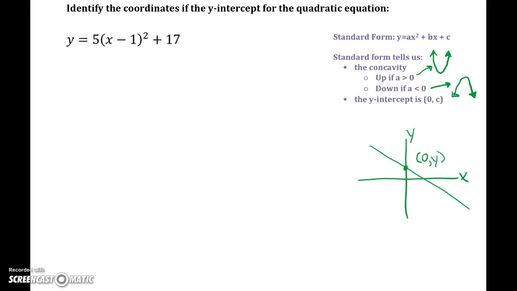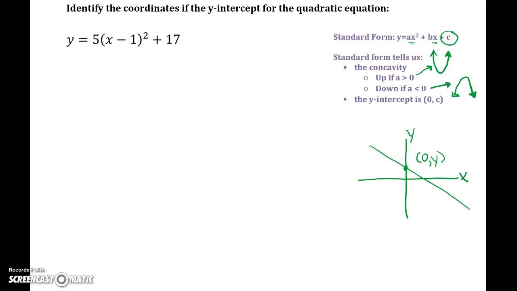Now, when we look at standard form, if I were to substitute in 0 for the x here and the x here, both of those terms would become 0, and we would be left with c as the y-intercept. So that's how we end up with the y-intercept being (0, c). So now let's look at the equation that we were given. We were given the equation in vertex form, and we need to write it in standard form.